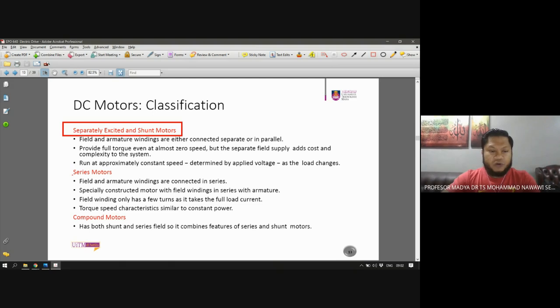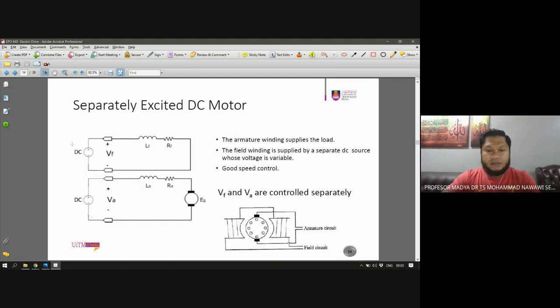Then we have series motor and compound motors. Compound motors are actually the combination of series and shunt motors. Most of the examples that we had are on the separately excited and shunt motors. And this is the basic connection. Separately excited comes with two circuits.